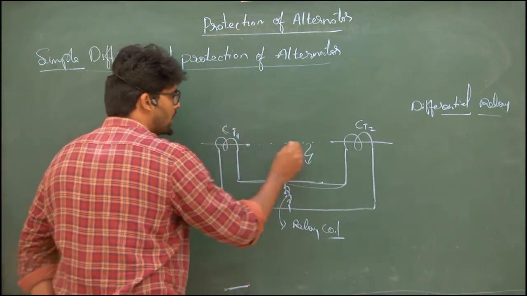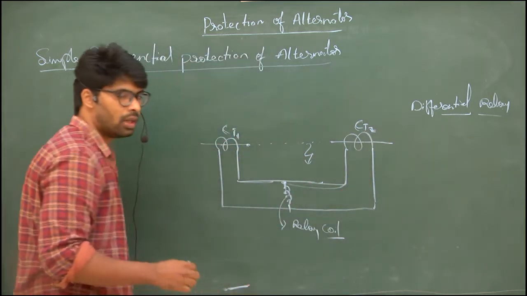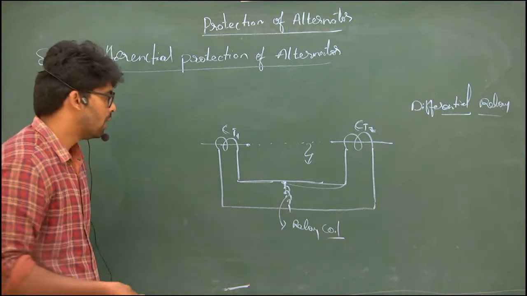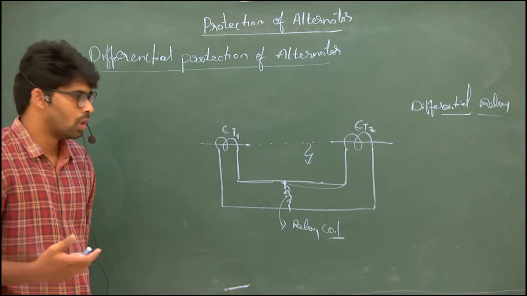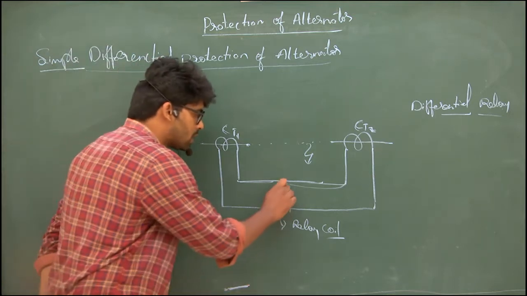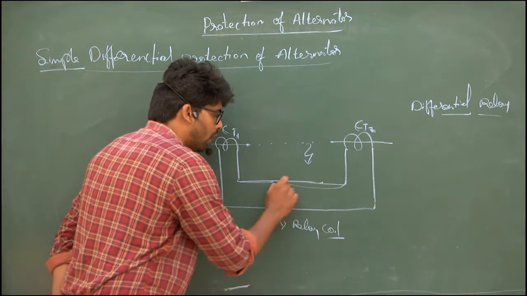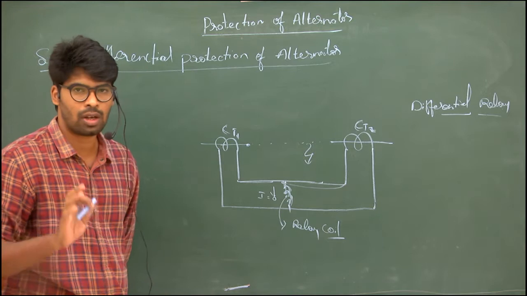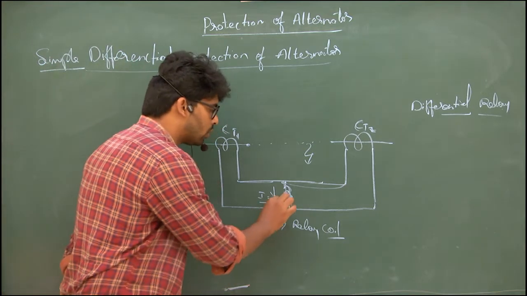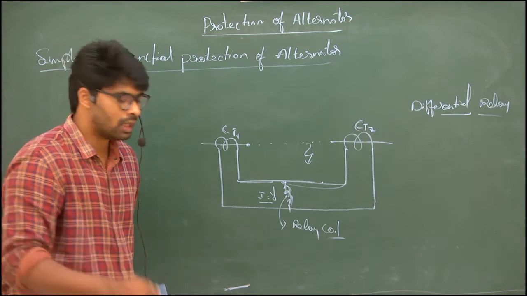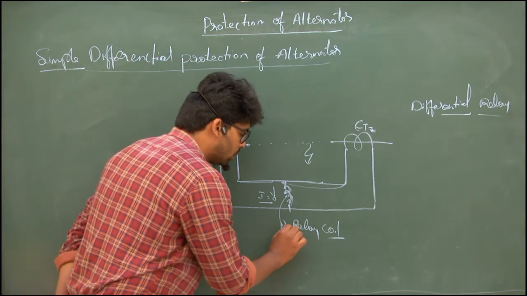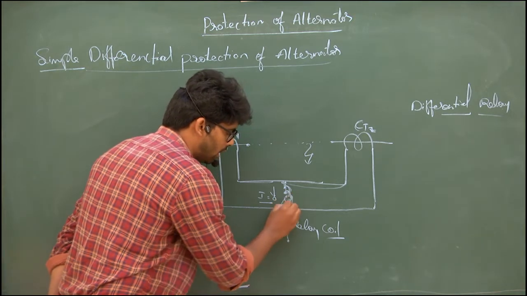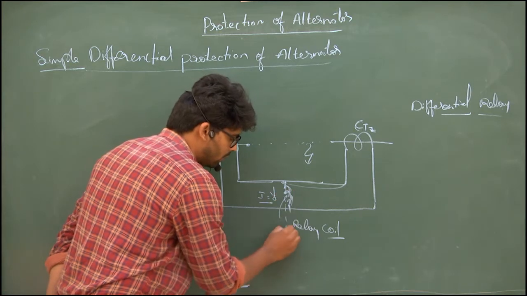This relay coil is kept in such a way that there is equilibrium between these two CTs. You already know that the CTs will not have exactly equal specification or characteristics. There may be some difference. So we have to make sure we keep this coil at the equilibrium point, so that there is no current flowing inside this coil. Under normal condition there should be no current flow through that coil. If some current flows through the relay coil, it will give a signal.